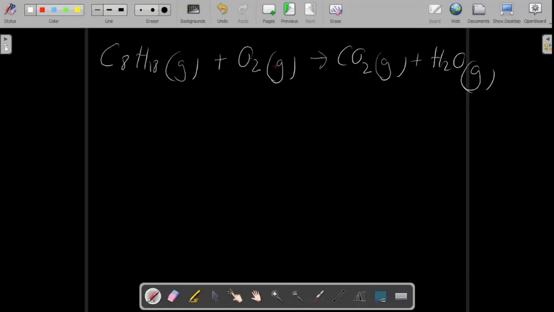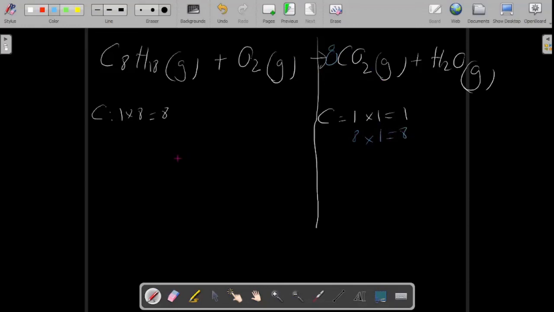Okay, so I'm going to put my little line here and start counting atoms. So carbon, 1 times 8 equals 8. Carbon, 1 times 1 equals 1. That's not gonna go very well. I'm gonna try to put an 8 here. I mean, you need to start someplace, so 8. 8 times 1 equals 8 seems to be okay for right now. Okay, let's keep going. Leave the oxygen for last.